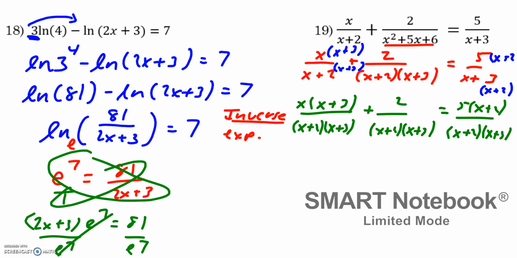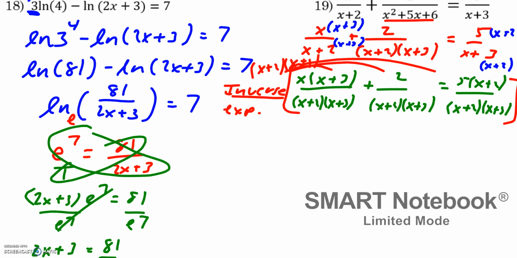So as I was saying earlier, what you could do now is multiply the entire equation by this common denominator, x plus 2, x plus 3, and if you distribute x plus 2, x plus 3 to all three of these, this and your denominators would cross out, so in the end, you'd only be left with what is in the numerator. So you'd have x times x plus 3 plus 2 equals 5 times x plus 2. Because you legally crossed everything out by multiplying by the common denominator.